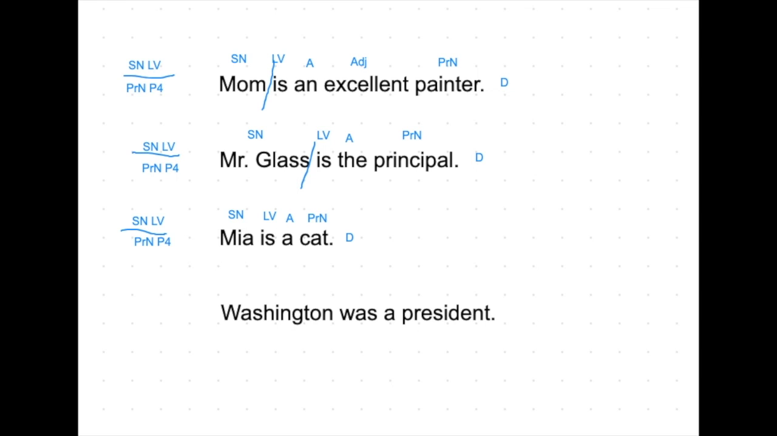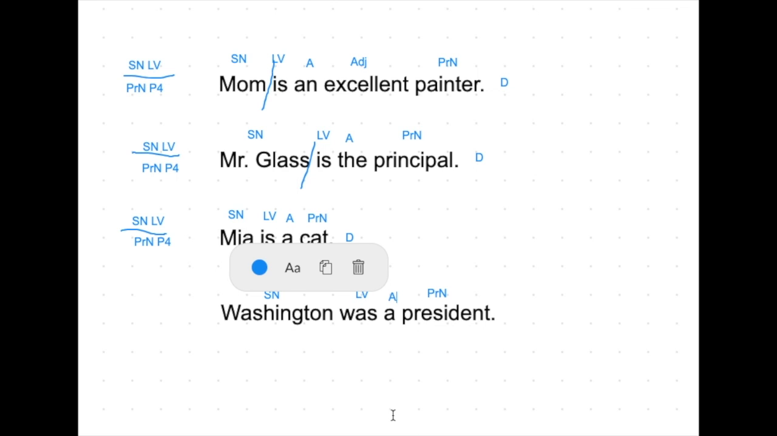Number 4, Washington was a president. Who was a president? Washington, subject noun. What is this saying about Washington? Washington was. Was is a verb. Washington was what? President. Does president mean the same thing? Is it referring to the same person as Washington? Yes, they're both referring to the same person, same thing. So, it's a predicate noun. That means this verb is a linking verb. LV.